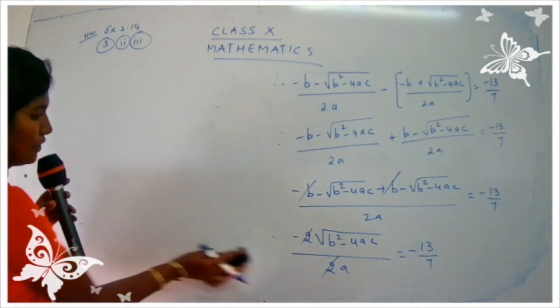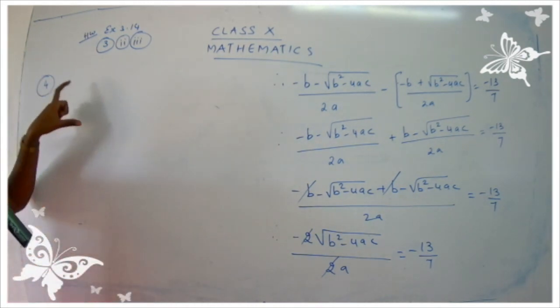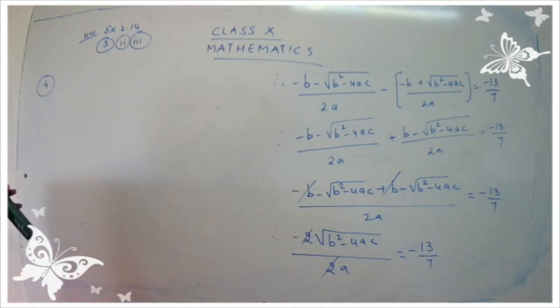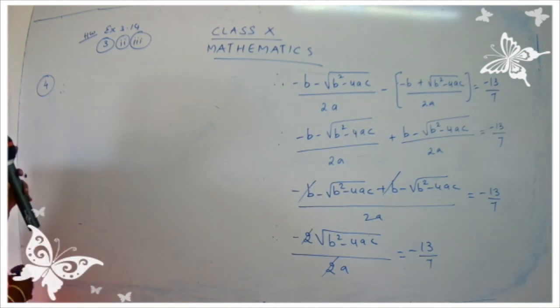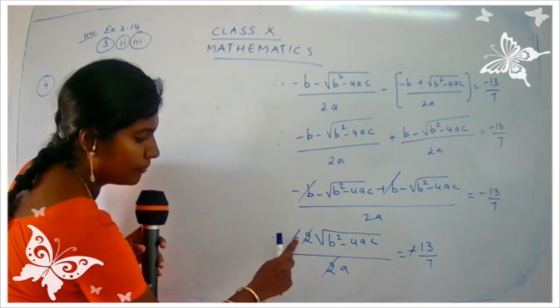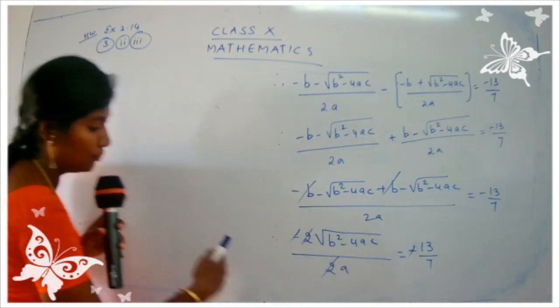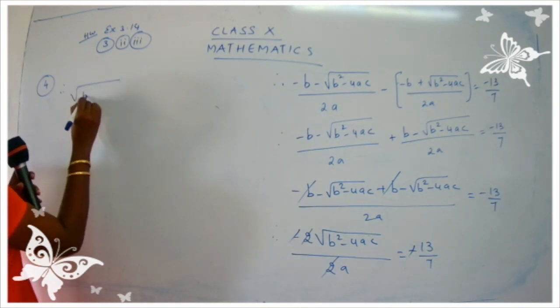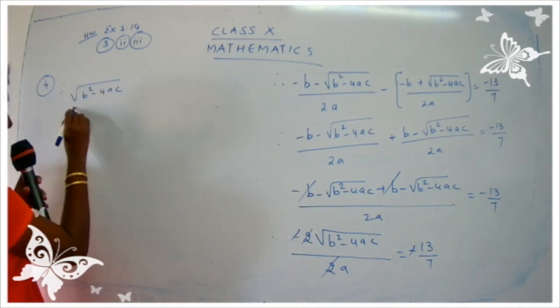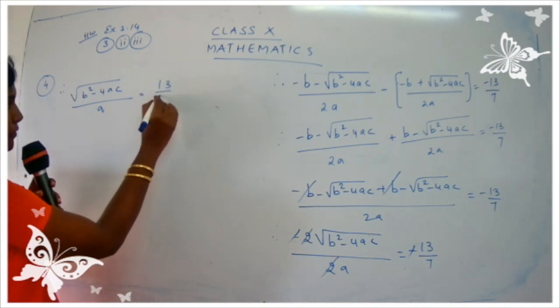I'm going to substitute the value for a, b and c that we already wrote before, when we started the sum. So this is equal to, and 2 we can cancel, minus also we can cancel because we have minus on both sides. Cancel minus and cancel 2. So what is left now? Square root of b square minus 4ac upon a is equal to 13 upon 7.